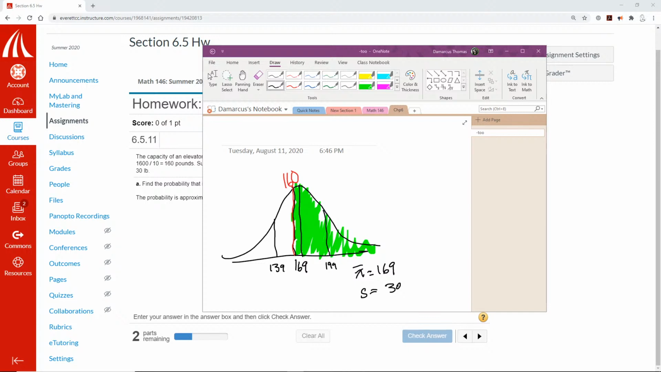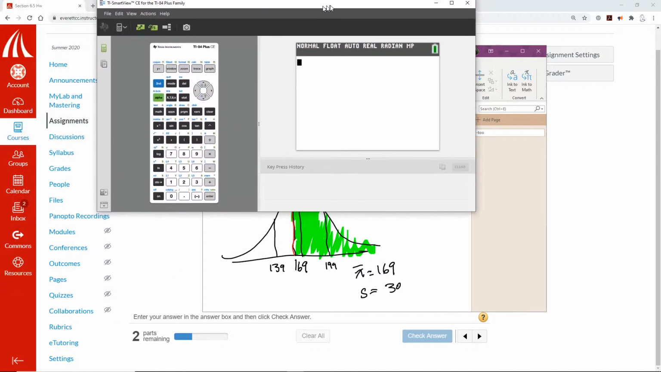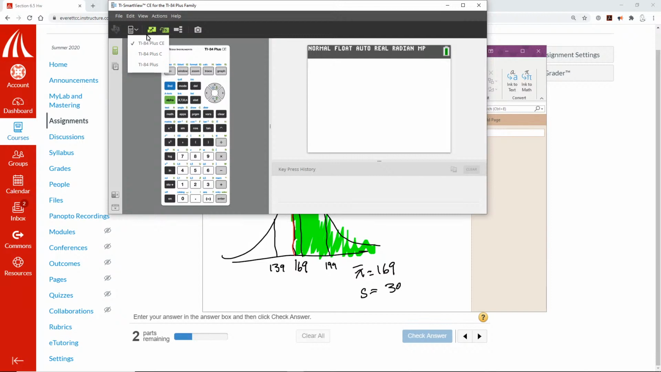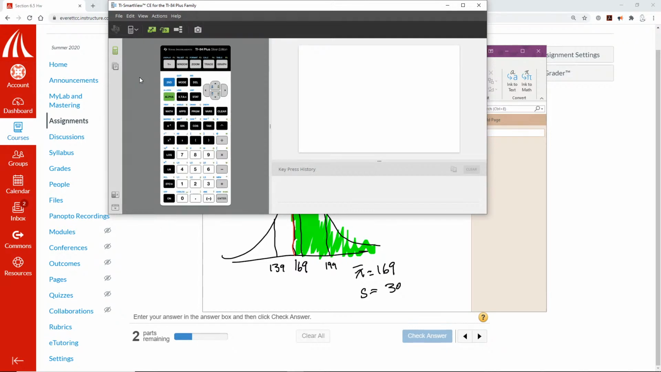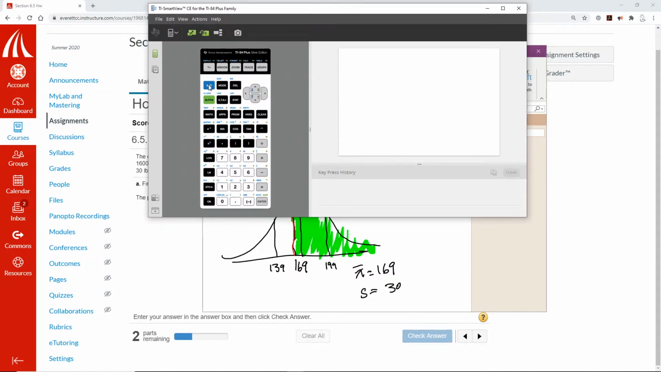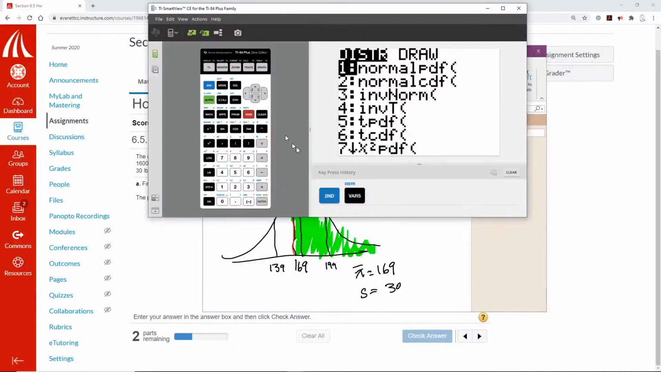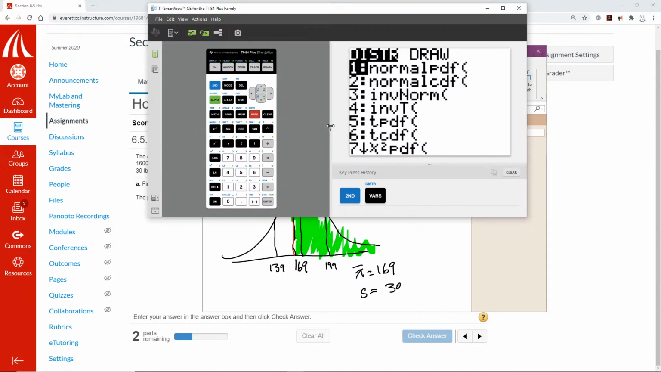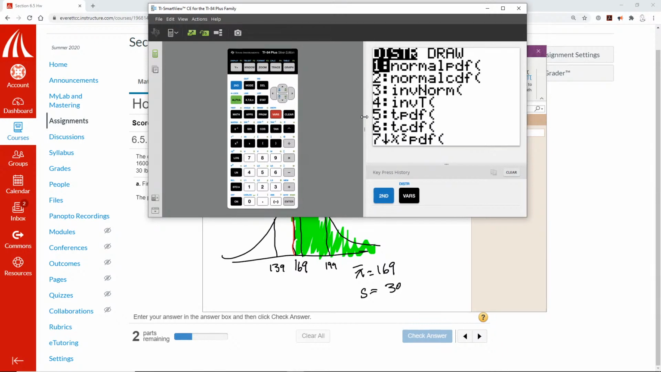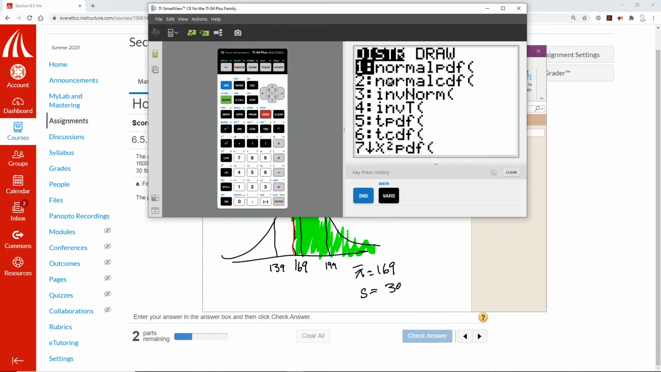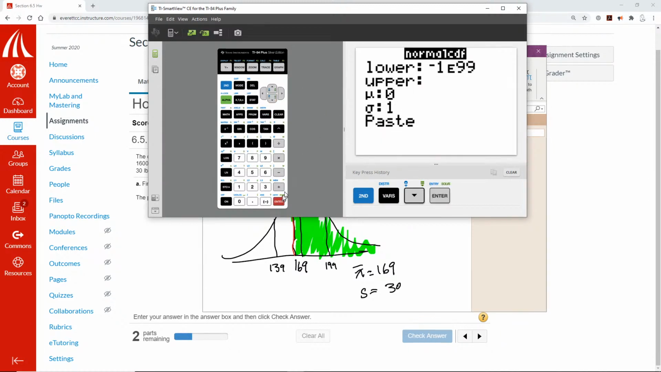So what we're going to do is use the calculator. Here's my calculator, and the model that I'm using is the TI-84 Plus, but they're all the same. I'm going to find normal CDF under second distribute. Very pixelated. This looks a little choppy, but it's okay. Normal CDF is number 2, so you can go down and hit enter. And it looks like I have on Stat Wizard.